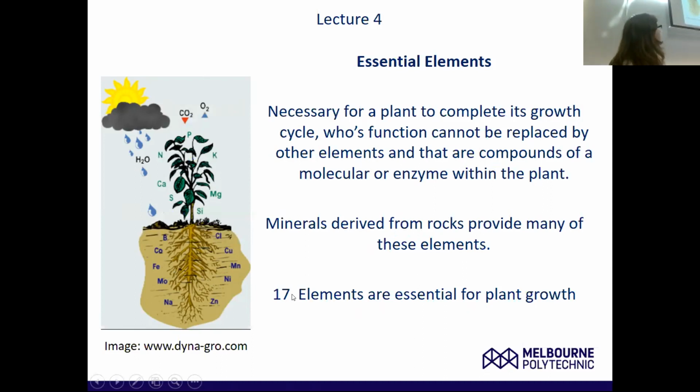Typically, there are about 17 of these elements that are essential. There is some discussion about some other micronutrients. There's a fair bit of debate about some of them, things like silicon, for example.